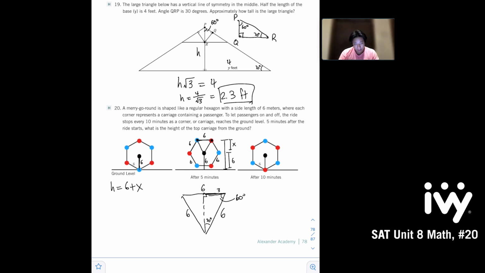So what does that tell us? This height, we'll call this y, is just going to be 3 square root 3 by the 30, 60, 90 rule, since we know that the base is length 3, which means that this is going to be our x value. Sorry, meant to label this as x. That means x is equal to 3 square root 3, and our height is going to be equal to 6 plus 3 square root 3.